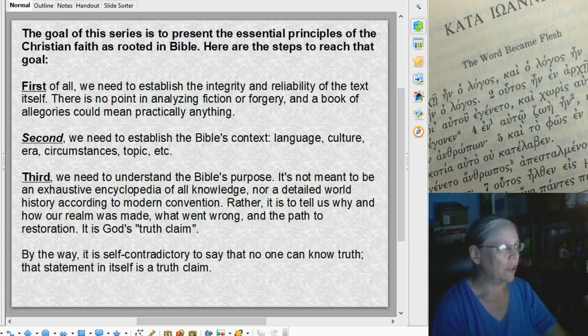Third, we need to understand its purpose. It's not meant to be an exhaustive encyclopedia of all knowledge or a detailed world history according to modern convention, meaning the way we expect histories to be recorded. They were not always recorded this way, as a dry technical list, basically, or description. They're more storytelling, but that doesn't mean fiction to them. It's just how they relate information.